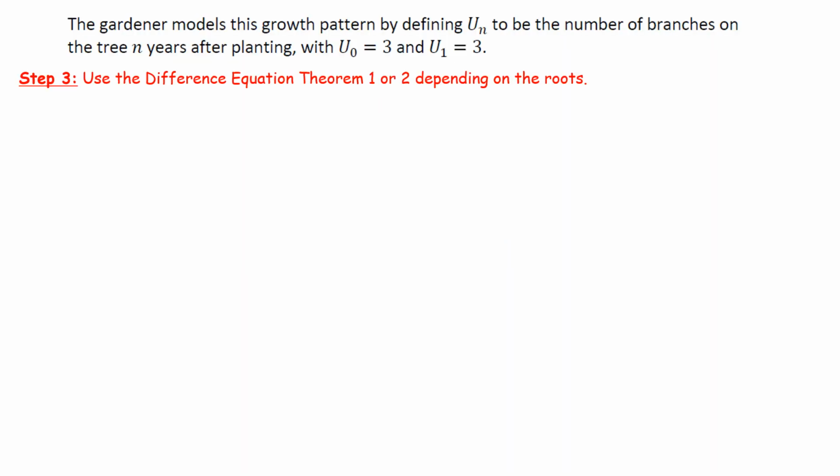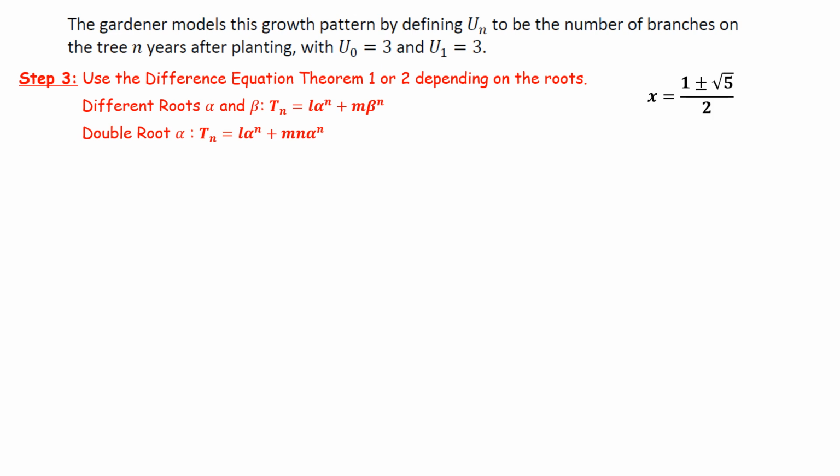So I've just pulled in our u0 and our u1 because we're going to need it for this part. But step 3 says use the difference equation theorem 1 or 2 depending on the root. So depending on what our roots are, the options are we have our different root theorem and we have our double root theorem. So for us we have x equals 1 plus or minus root 5 over 2. There are 2 distinct roots. So we're going to use that different root theorem.